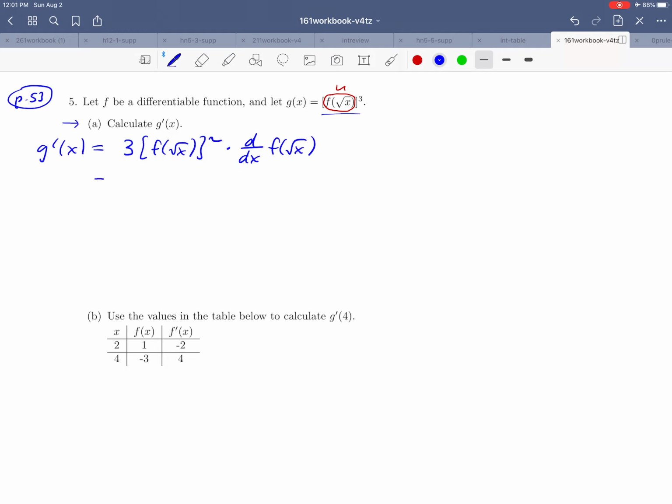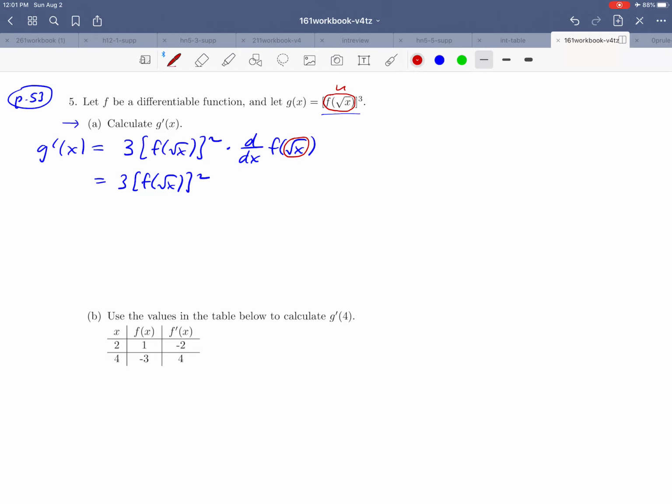So we are done with the first part, 3 f of the square root of x squared, nothing more to do with that. But we do need to take the derivative of f of the square root of x. How do we do that? Well, notice that we again have an inside-outside situation. This time, it's the square root of x that's being substituted into f.